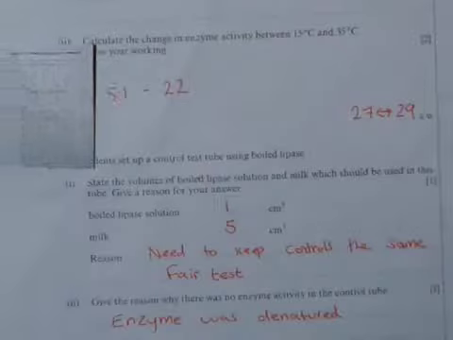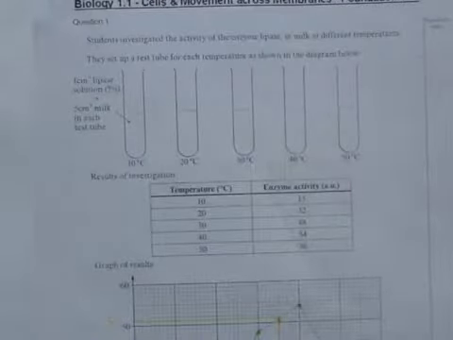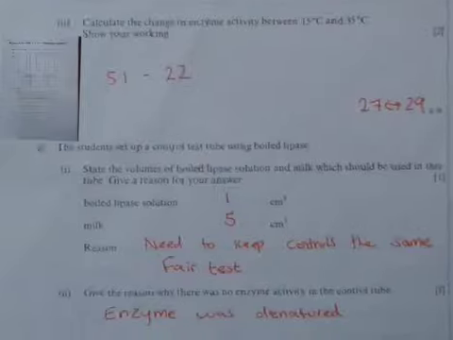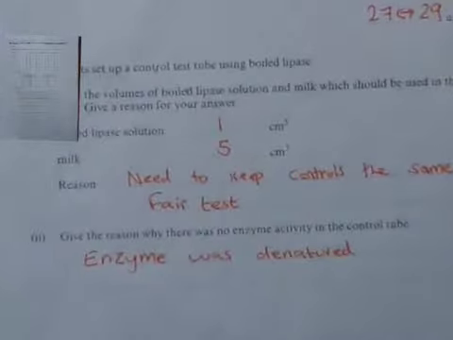Well, if we look back at the first page, they used 1 centimeter cubed lipase and 5 centimeter cubed milk. We've got to keep it the same. If we're going to keep it a fair test, it needs to be the same. So I've said 1 and 5 there, and the reason it needs to be controlled. It needs to be a fair test. You're measuring what effect the boiled lipase has, and if you go changing any of these, then it's not a fair test. Give a reason why there was no enzyme activity. Well, like we say, because it's boiled, the enzyme was denatured, so it's not going to have any effect.